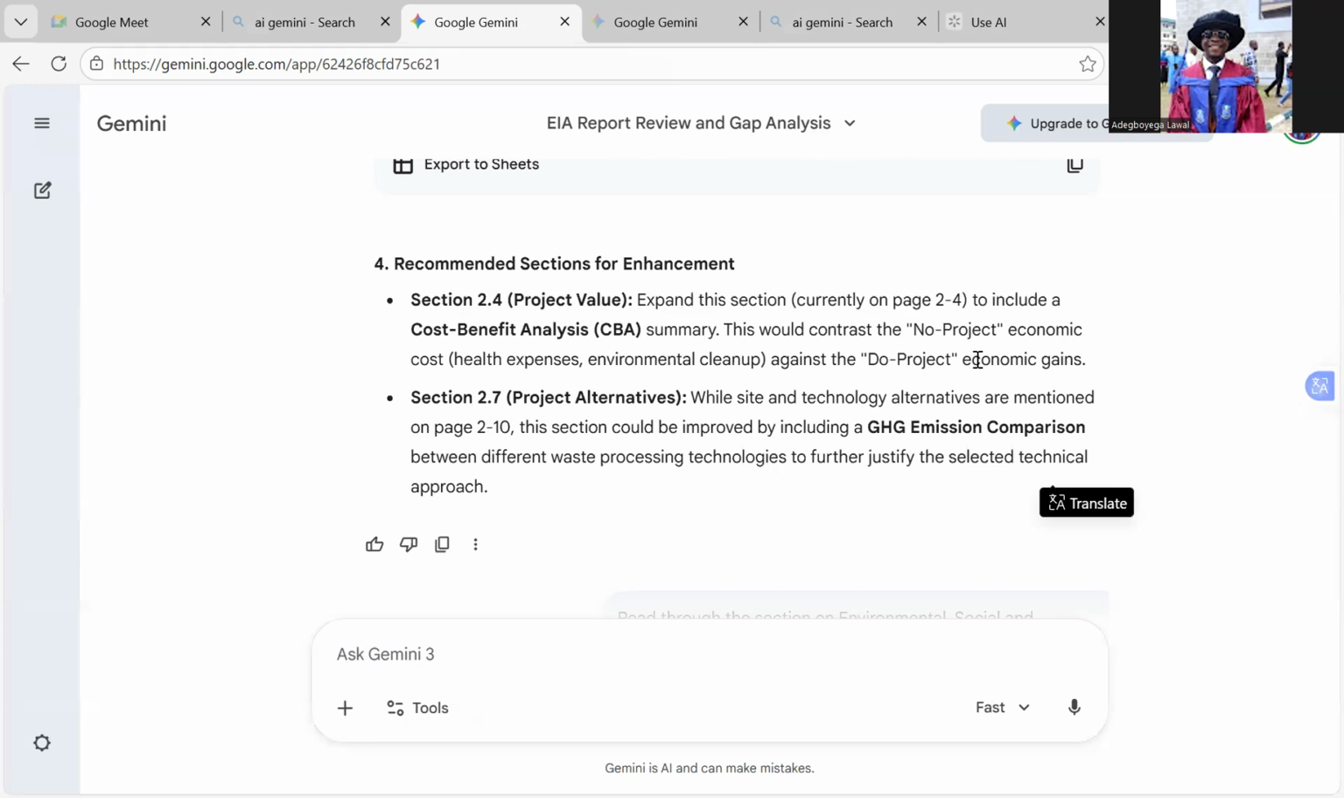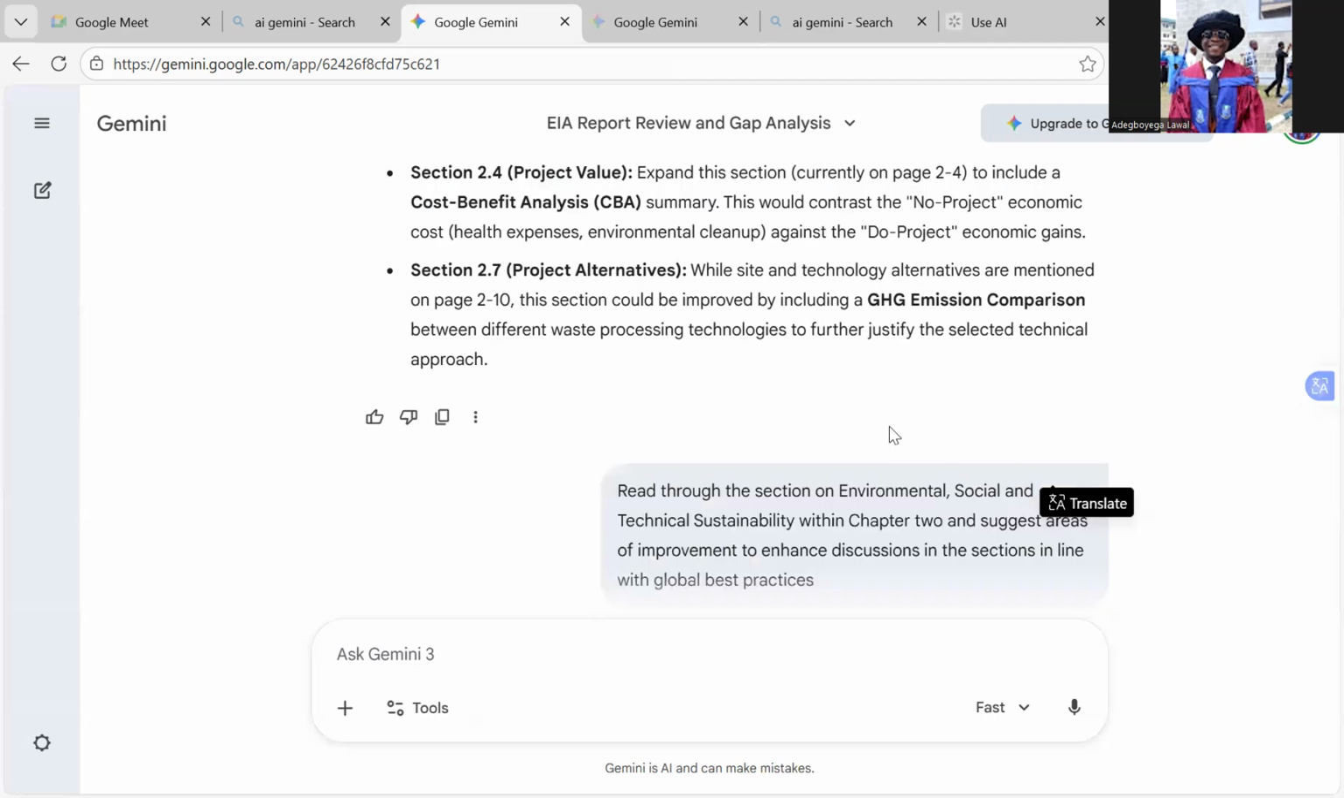So cost benefit analysis might be something done by a professional, maybe a subject matter expert in that area. So you might not need to put it there. But I still needed more information.